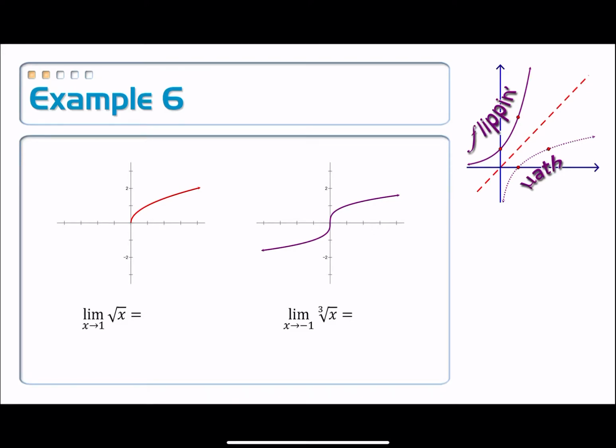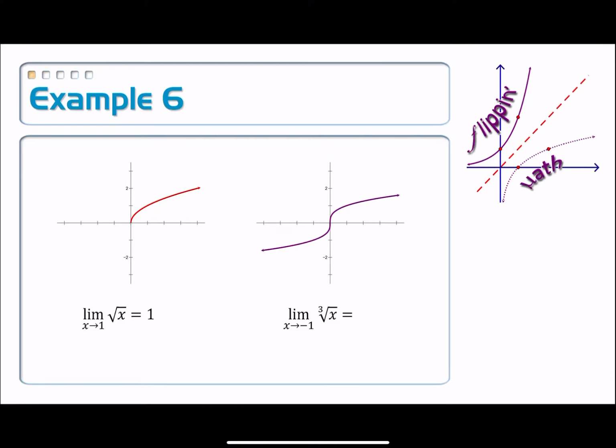Example 6 is going to expose another limit law for us. On the first one, the red one, we've got the limit as x approaches 1 of the square root of x. We have the square root function. And if I look at 1, we can see that it seems to be very well behaved right there, and it approaches 1. The value of that limit is equal to 1, which is basically the square root of 1. It's as if we are allowed to directly substitute it into the square root function.